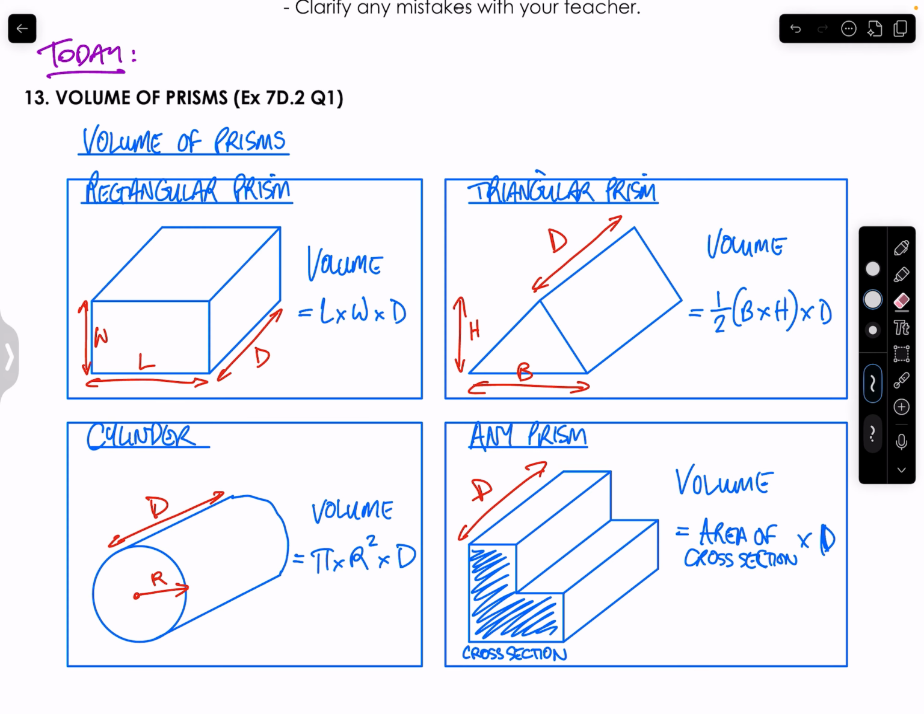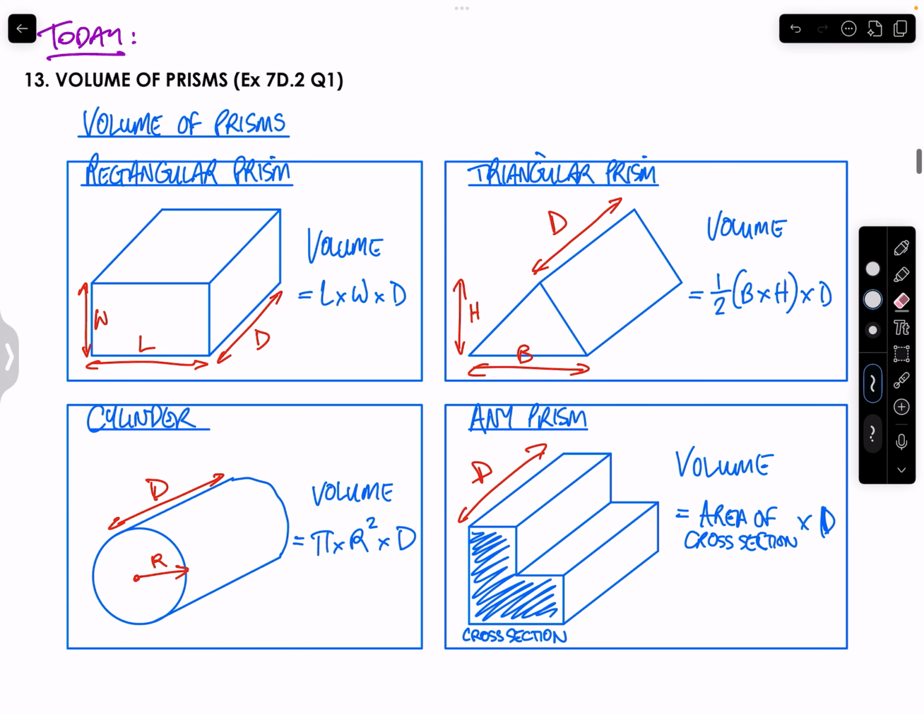Hey guys, just doing a quick video on the volume of prisms. This is the latest help video to help you with 13 volume of prisms, the one that you're expected to do now.